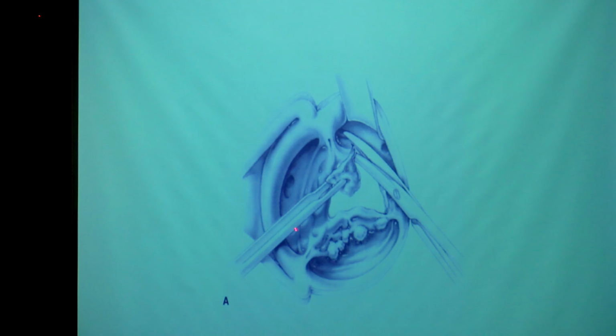This commissural area between the left coronary sinus and the non-coronary sinus is prone to rupture. That's why it's better you approach this area from both sides. This is one more diagram which shows the second part. Now you are approaching the non-coronary cusp. You are taking off the non-coronary cusp and you are removing this part.